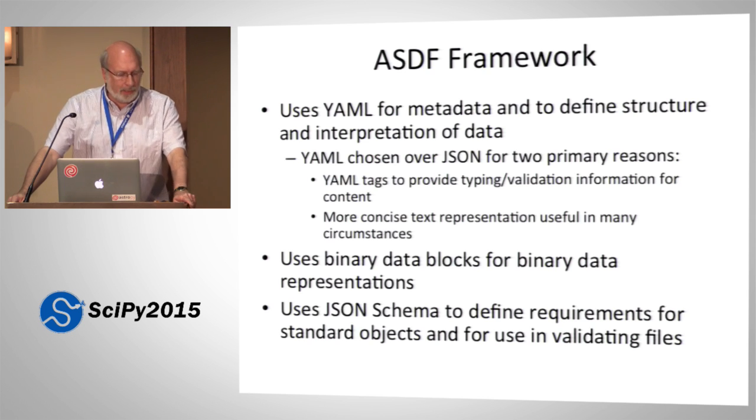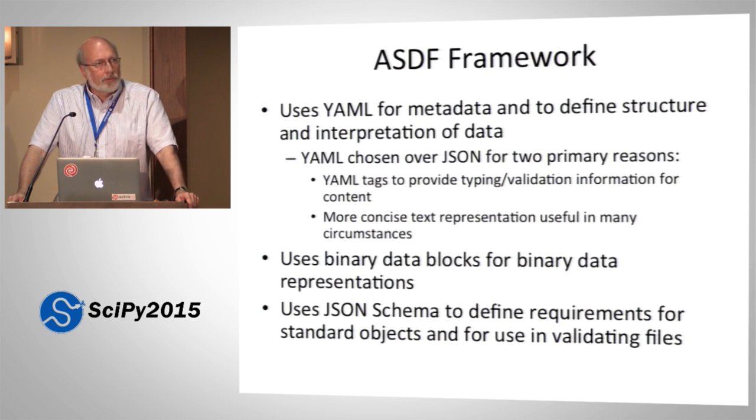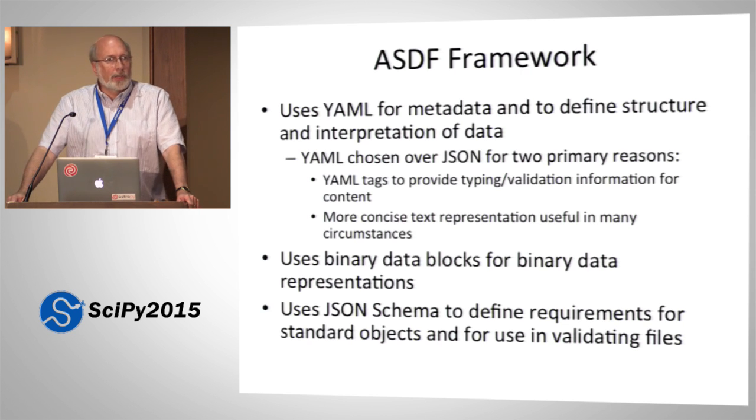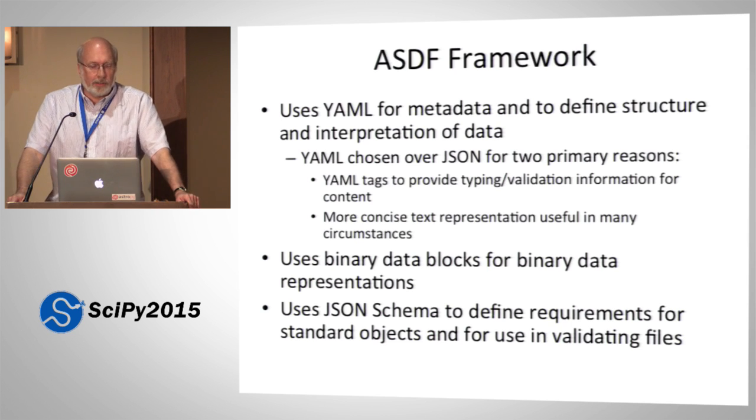So let me outline how this framework, this format, works. Basically, we use text, YAML, to describe all the metadata and define the structure and interpretation of the rest of the data. We chose YAML over JSON mainly for two reasons, and primarily for the first one, in that it has this tag feature that you can use to identify what a particular component of the YAML should be interpreted as. And we also use that tag information for applying a validation, which I'll talk about at the end.